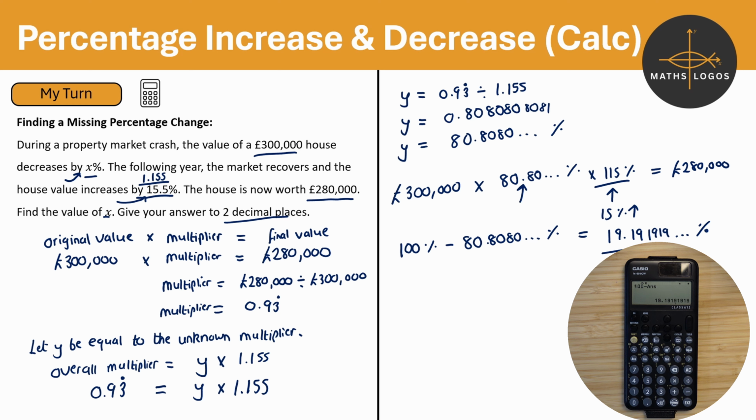During a property market crash, the value of a £300,000 house decreases by X%. X is equal to 19.191919. Checking our answer, it says give your answer to 2 decimal places. So we want to draw a line after our second decimal place. This digit is a 1, so it tells us we're going to stay. X is equal to 19.19 to 2 decimal places.